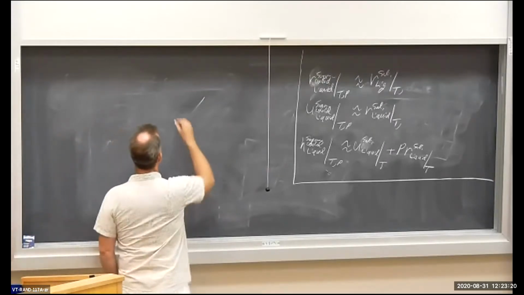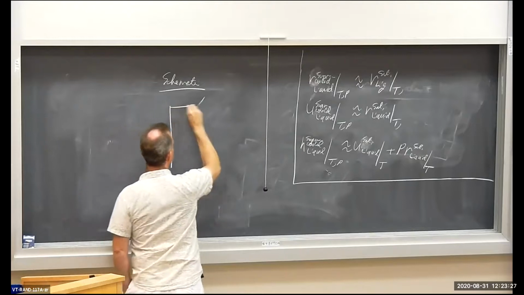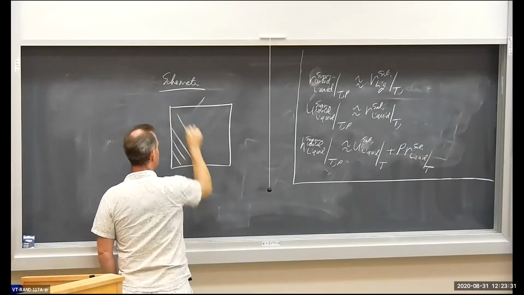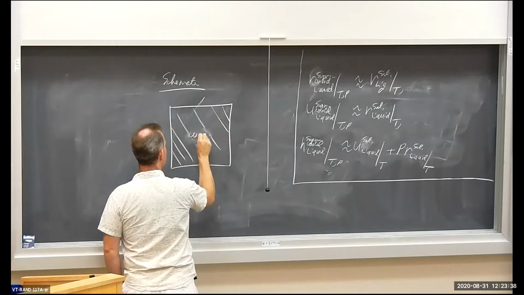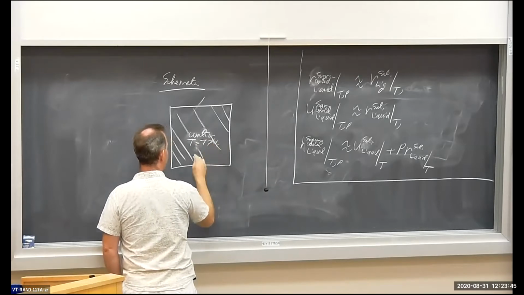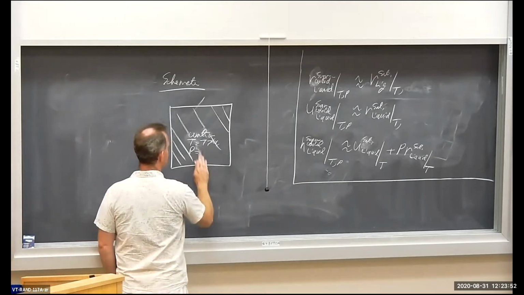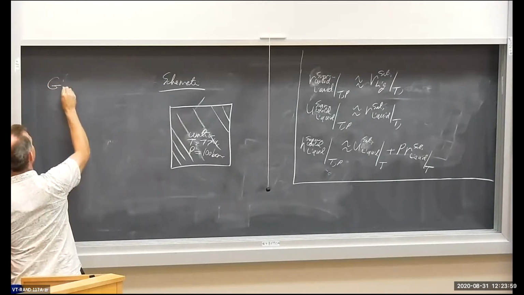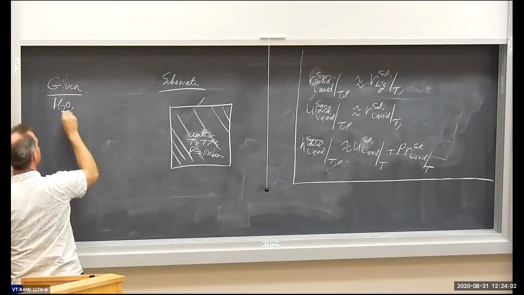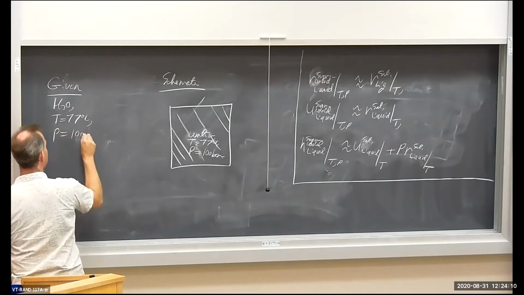Okay, let's say we have a container here, schematic. A container of water at a temperature of 77 degrees C and a pressure of 100 bar. So given H2O at a temperature of 77 degrees C and a pressure of 100 bar.